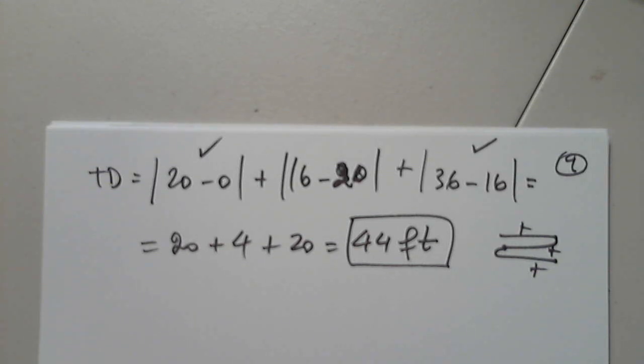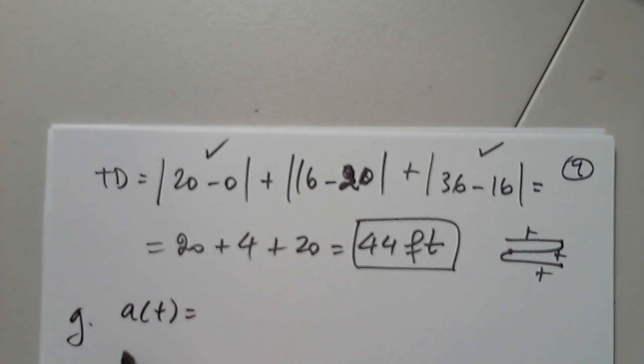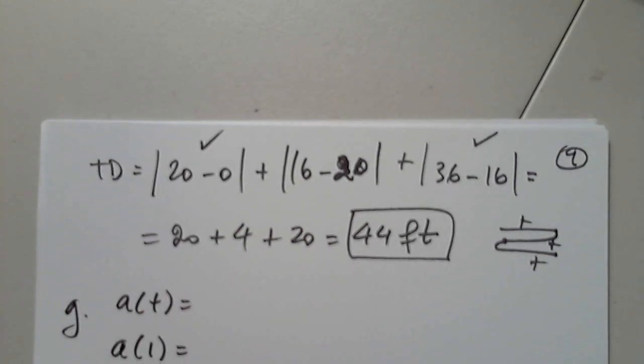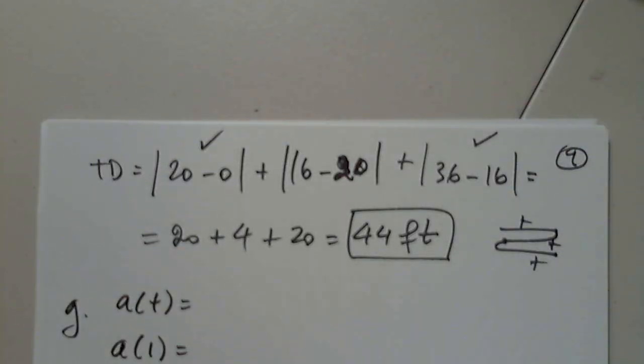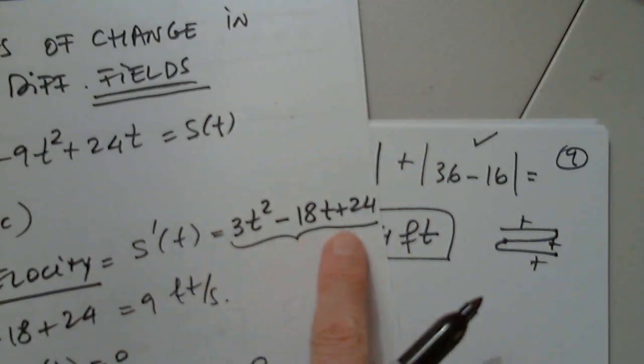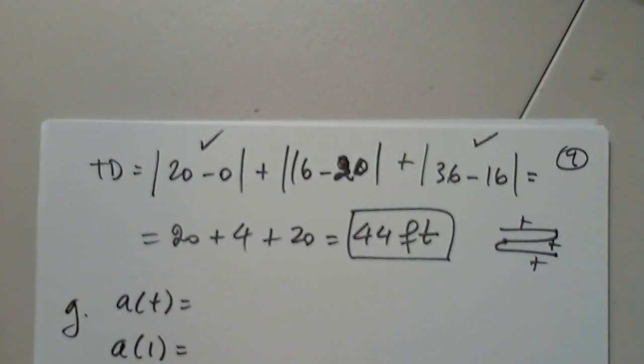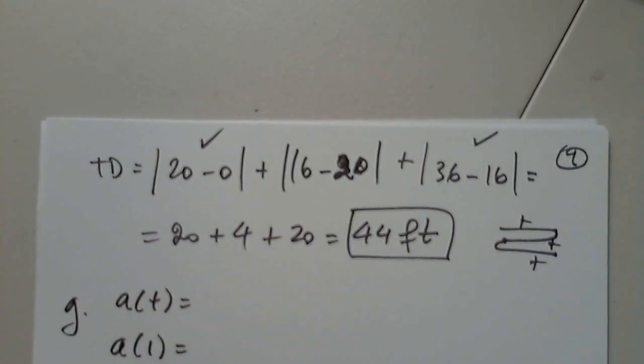Okay. That was E. F, we already did. G, find the acceleration at time t and after 1 second. So in G, the acceleration and then the acceleration at 1. How do I determine the acceleration? So as I said several pages ago, we have the velocity. So I'm going to copy the velocity here so I can put these away. 3t squared minus 18t plus 24.